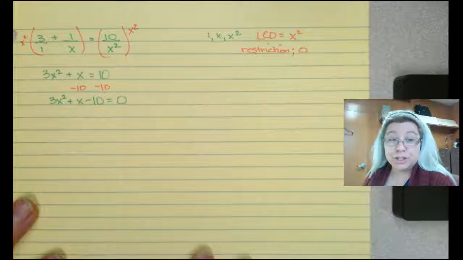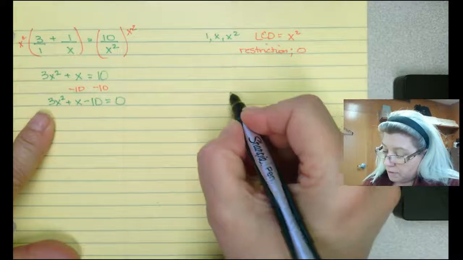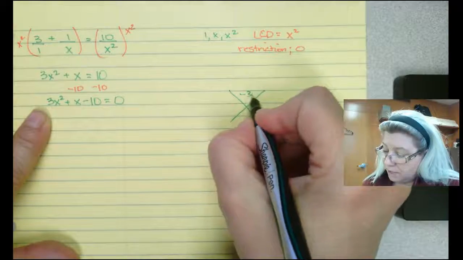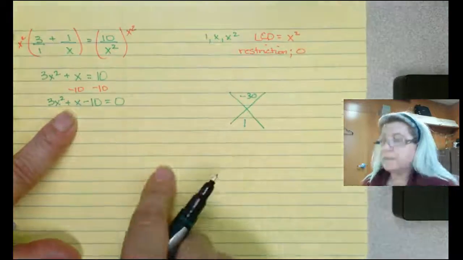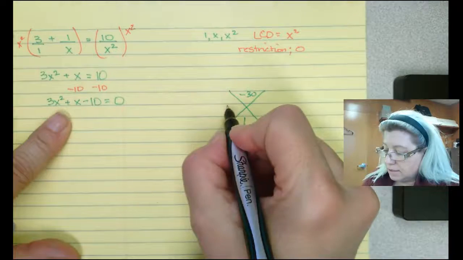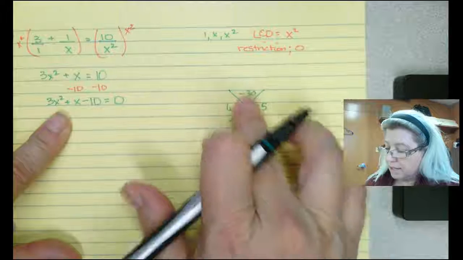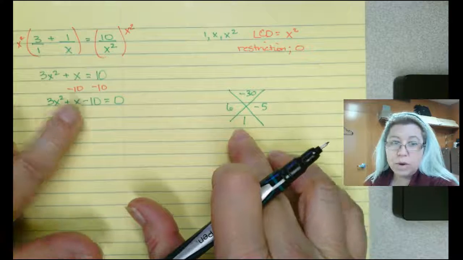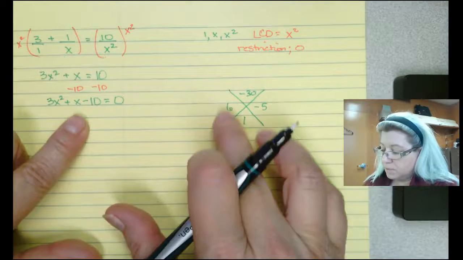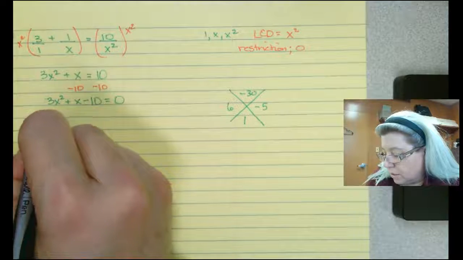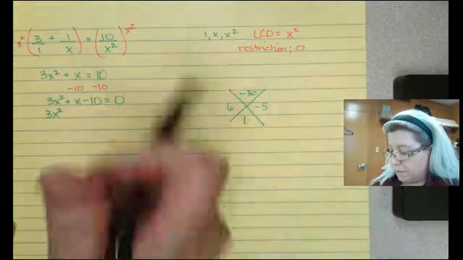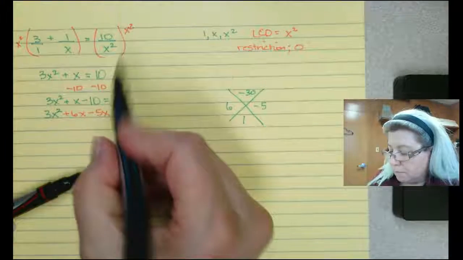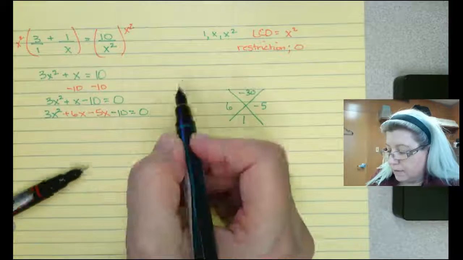Now I want to factor. So what two numbers? 3 times negative 10 is negative 30, but I want it to add to a positive 1. So let's see, positive 6 and negative 5 will multiply to negative 30, and positive 6 and negative 5 will add to 1. So I'm going to rewrite that middle term in terms of the 6 and the negative 5. 3x squared plus 6x minus 5x minus 10 equals 0.